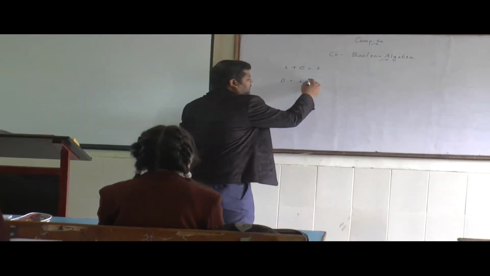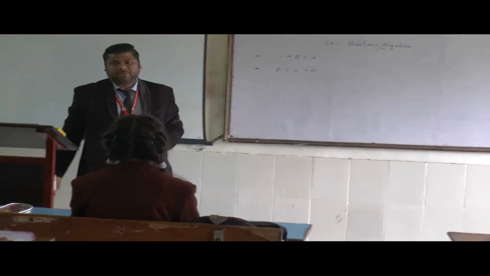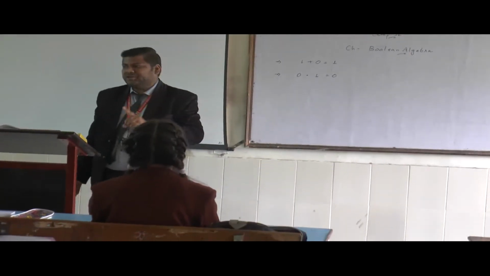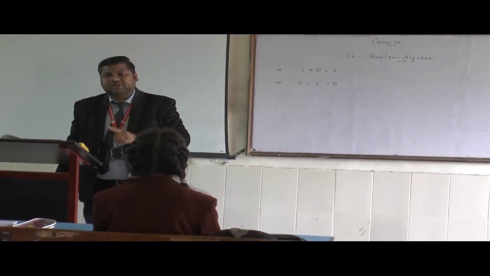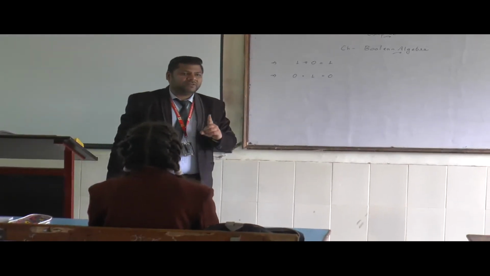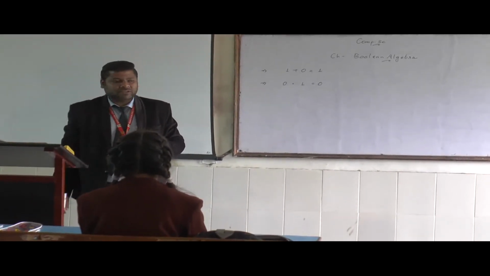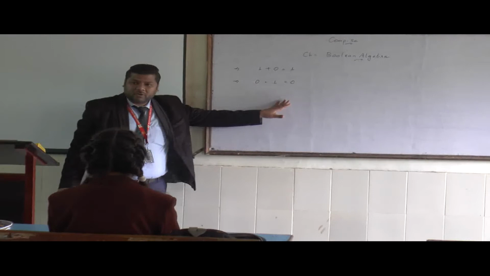This is the proof of the basic principle of duality. Starting from a Boolean relation, we have derived another relation after changing each 0 with 1, 1 with 0, OR with AND, and AND with OR. So this proves the basic principle of duality.